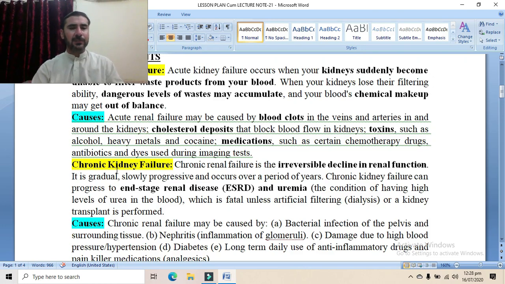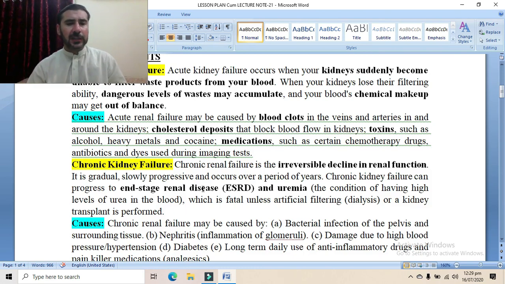Now the second type, that is chronic kidney failure. Chronic kidney failure or renal failure is an irreversible decline in renal function. Because chronic kidney failure occurs over a long time, it is gradual and slowly progressive, and for a long time the kidney function is slowly and gradually disturbed. It is disrupted, and ultimately it will cause irreversible damage to the kidney. So that is known as chronic kidney failure.